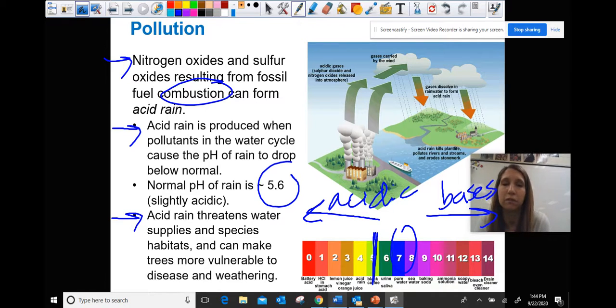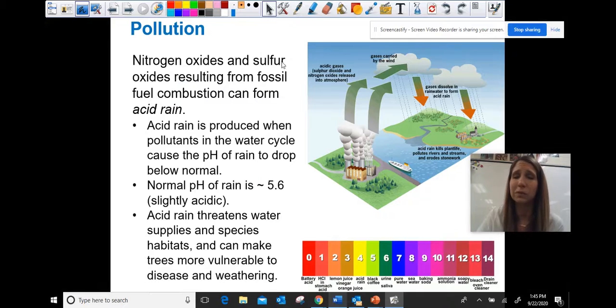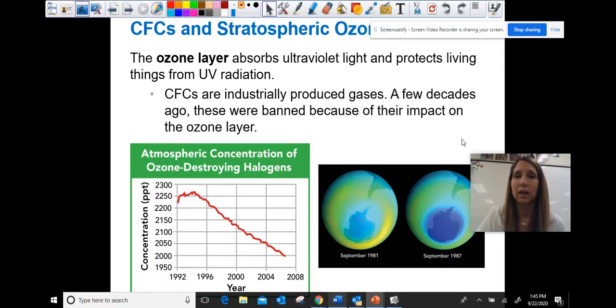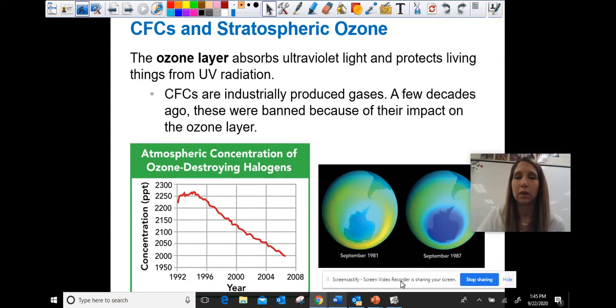It can make trees more vulnerable to disease and weathering, because over time it can lead to issues with leaf functionality. I was trying to think of that word, but the ability of leaves to do their job and do photosynthesis properly. So it can threaten water supplies, it can threaten those ecosystems, and it can harm trees and other plant life growing on the land if they're continuously exposed to acid rain. We don't tend to get a lot of acid rain around here, except for in the mountains. That is something that happens quite often there. Okay.